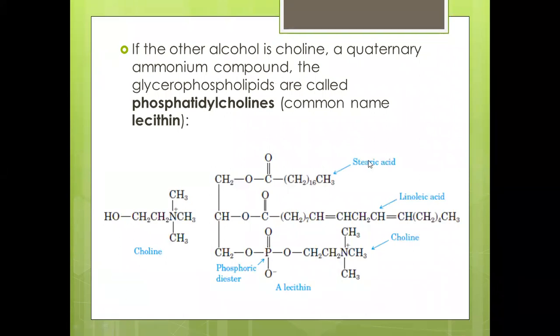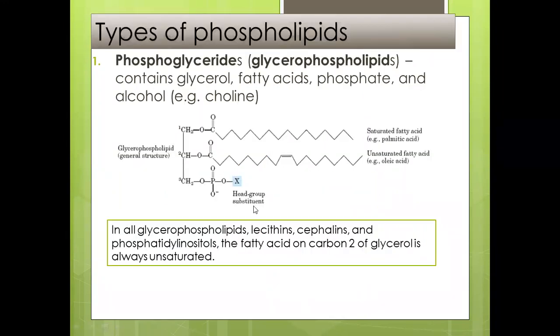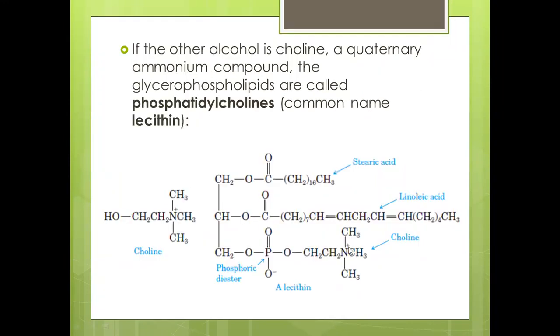So if the other alcohol is choline, like this one, you have your choline here, a quaternary ammonium compound. The glycerophospholipid is called phosphatidylcholine. You noticed here that you have the head group substituent. You can see here that it is also polar. You have here the amine group with 4 bonds, so it is cationic. You have nitrogen bonded to 4 groups of atoms, so it would have a positive charge here.